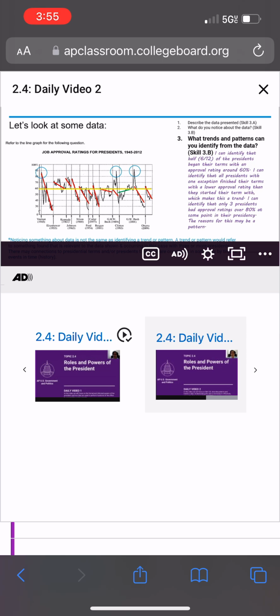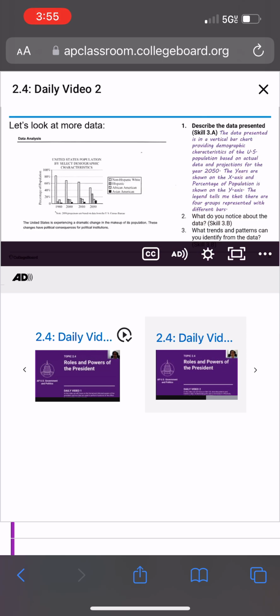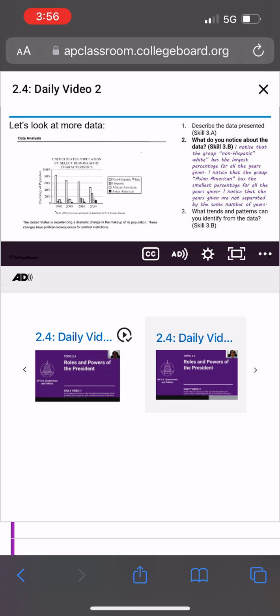Okay, we've got another one here. And so I'm looking here at what is provided. The data is in a vertical bar graph, demographic characteristics of the U.S. I've got my y-axis and my x-axis. So you want to make sure that you are knowing what you are looking at by the labels that are on the graphic. The legend tells me that there are 4 groups represented with different bars. So what am I noticing here? The group non-Hispanic white has the largest percentage for all the years. The group Asian American has the smallest percentage for all the years, and that the years are not separated in the same way. It goes from 1980 to 2000, 2000 to 2010, and then 2010 to 2050. Why? I don't know, but that is just something that I noticed.